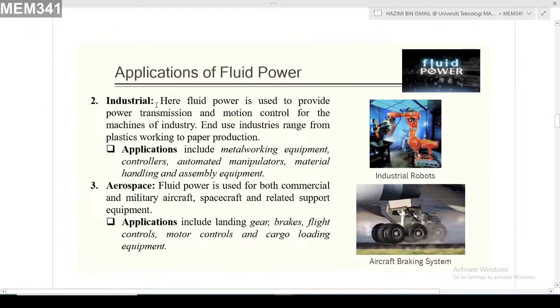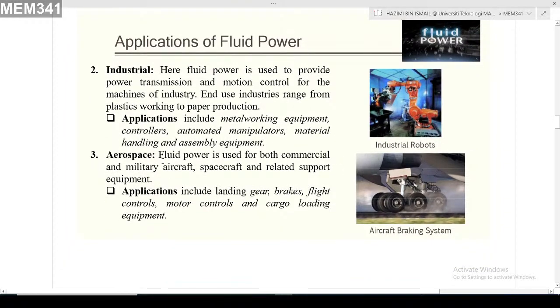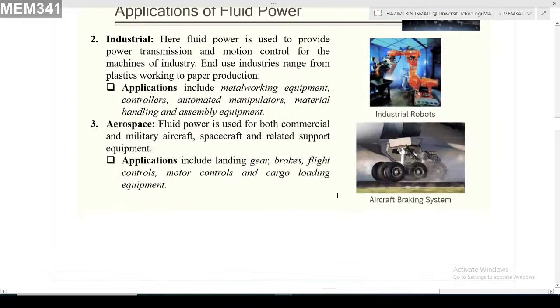In the industrial sector, we can find many things that use fluid power as applications, such as industrial robots, automated manipulators, material handling, and so on. And in aerospace, we also find it in landing gear, brakes, flight controls, motor controls, and cargo loading equipment.